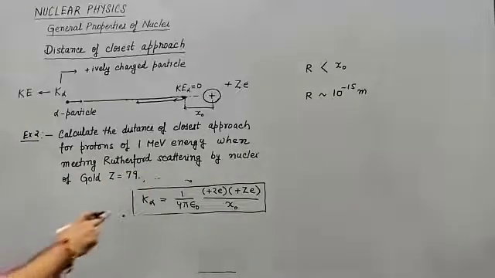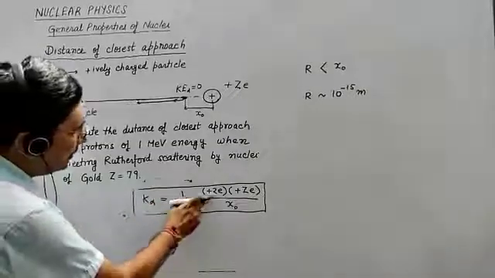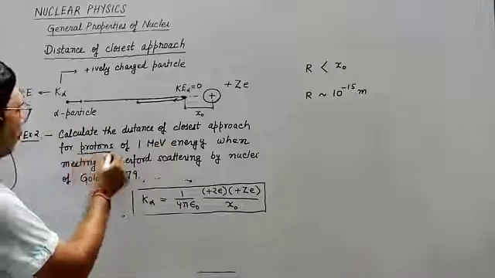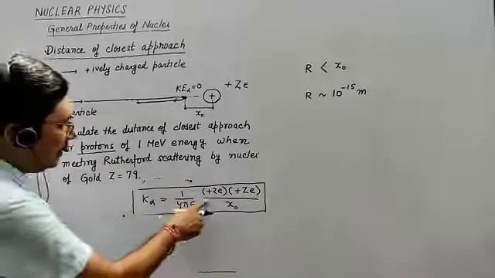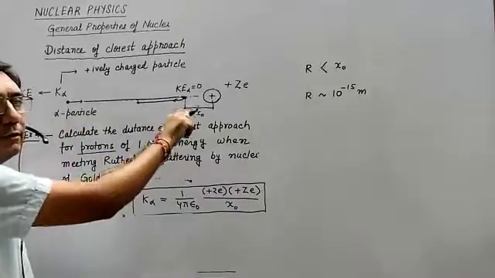So again we will use this formula, K alpha equal to 1 upon 4 pi epsilon naught. But here what is the particle? These are protons. In the earlier case, this formula was for the alpha particle. The alpha particle was approaching towards the nuclei.